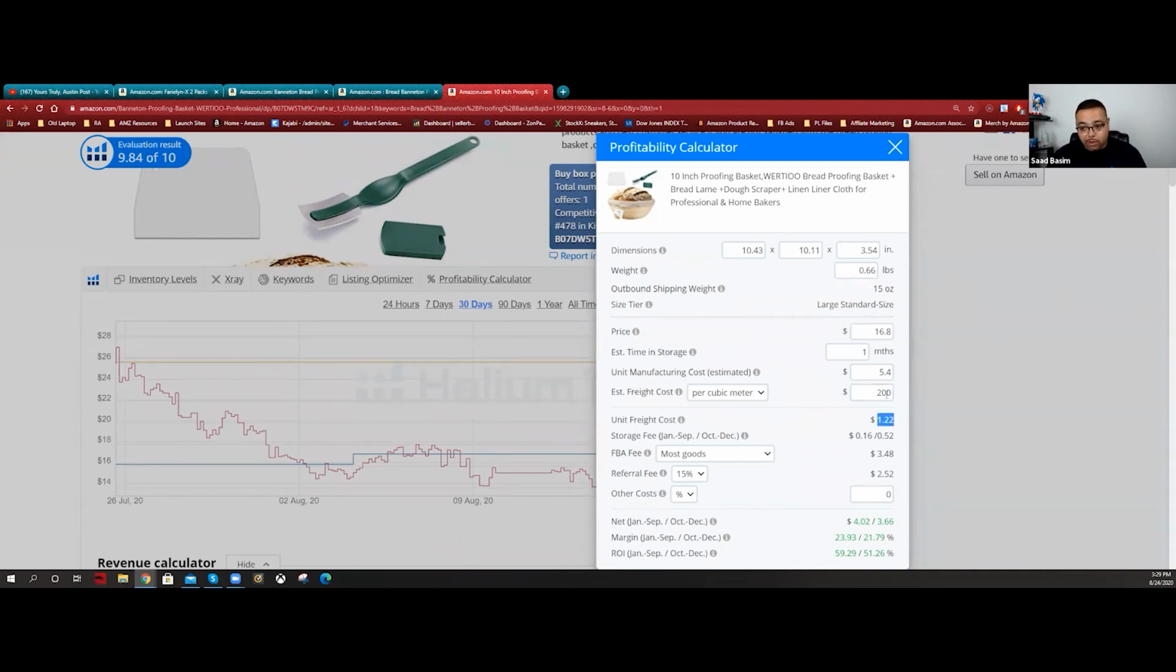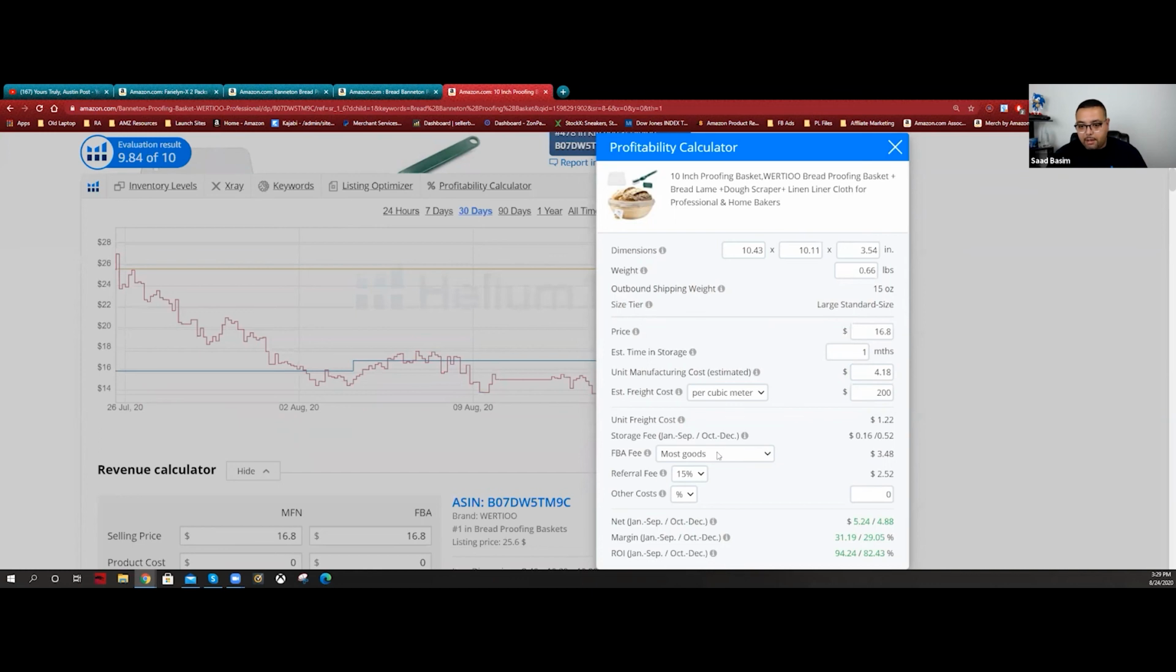What does that mean per unit? $1.22. Now, actually here, I made a mistake. This is not right, because this is the cost of the product I said, including shipping, including everything. Now, if I do 540 minus 122, that would be 418, I believe. So before 18. Now, I come here. Referral fee 15%, as I said.